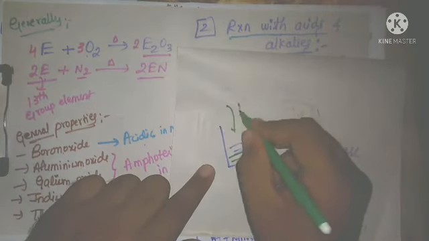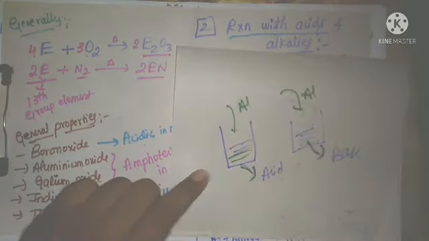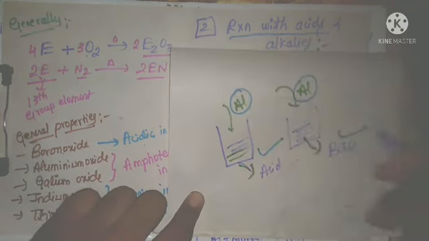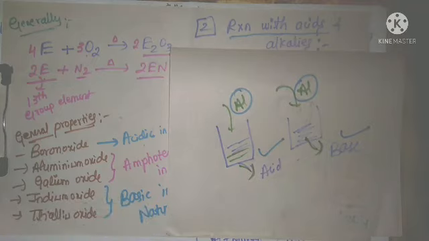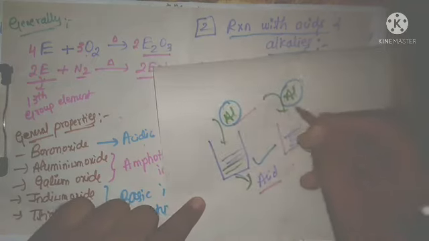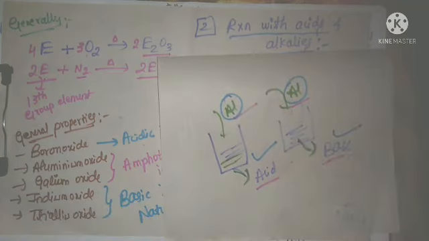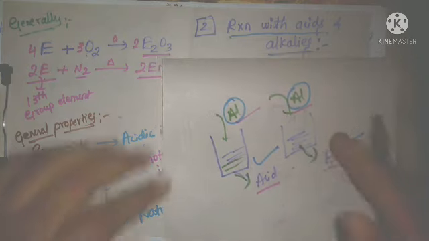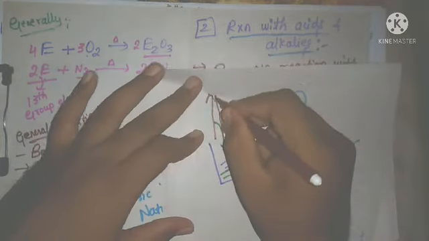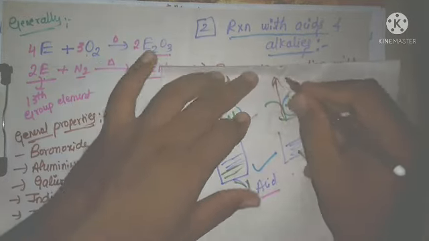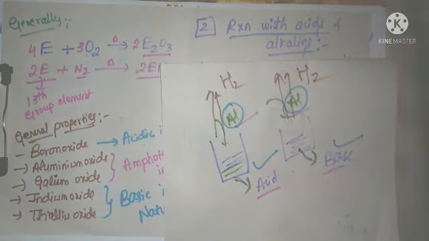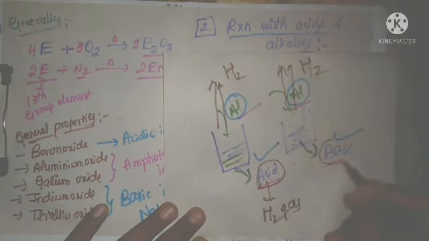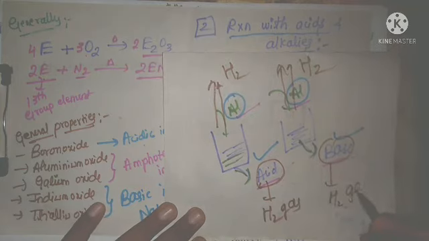If you add aluminium, aluminium has the tendency to react with the acid, and aluminium has the tendency to react with the base. Means this aluminium is reacting with acid, and this aluminium is also reacting with the base. In both the cases, it is releasing H2 gas. Means when aluminium is reacting with the acid, it will release H2 gas. When aluminium is reacting with the base, again it will release the H2 gas.